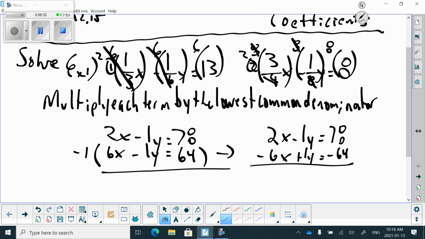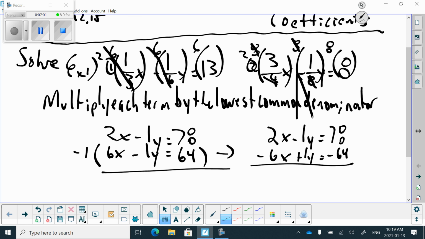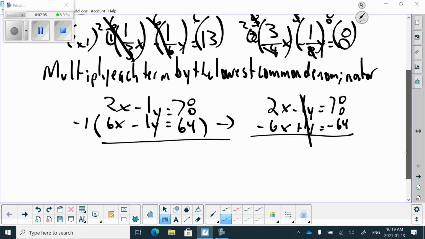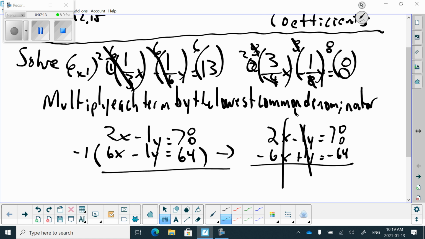Absolutely. So the whole idea with elimination, of course, is we add them up so they eliminate, and those eliminate. I love it when that happens. So those eliminate, and we'll get left with what? Negative 4x. Exactly.